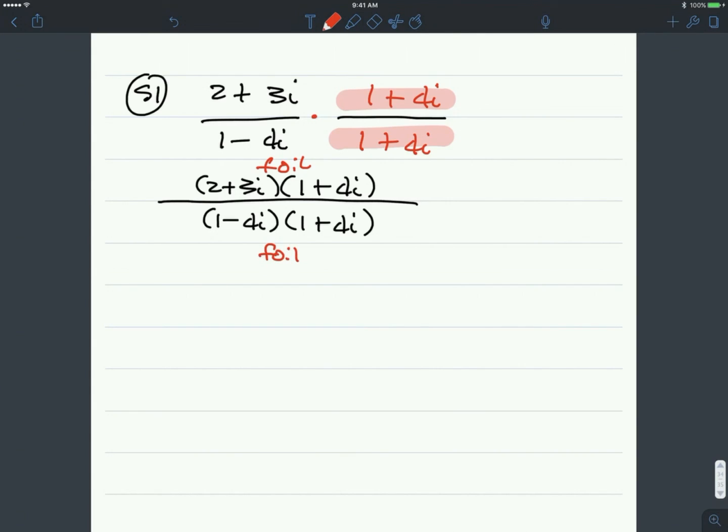The denominator is also FOIL, but as you've seen from past examples, we're actually looking at the product of conjugates. So this denominator again, like from the prior example, will be 1 squared plus 4 squared, which we found to be 17 in the denominator. So remember that this number goes down here, 17. Now, we just need a FOIL box to multiply the numerator together. And so I'll have 2, and I'll have a 3i, I have 1, and I have a 4i.